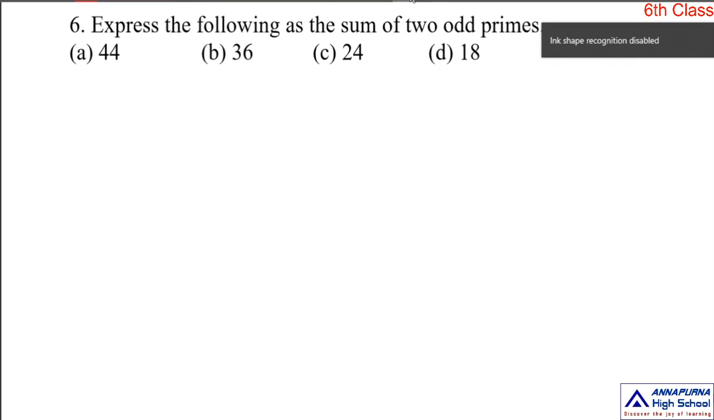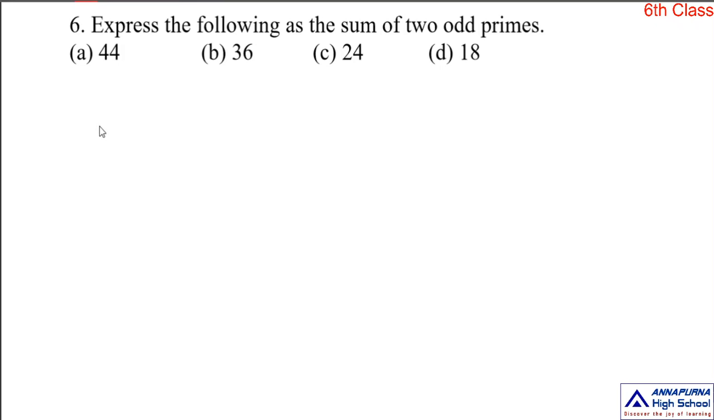Let us do the next problem, that is the sixth one. Express the following as the sum of two odd primes. Here the numbers are 44, 36, 24 and 18. We know that every prime number except 2 is an odd number.